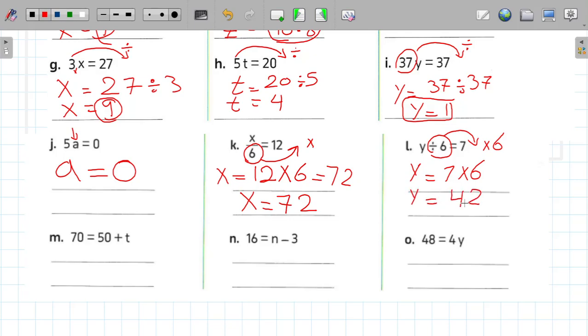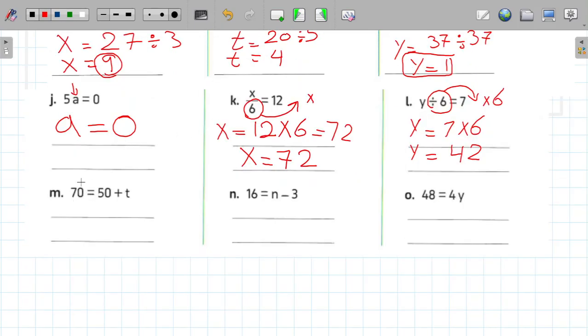So the value of y is 42. Next I have 70 equals 50 plus t. So I will send 50 to the other side with the inverse operation. So 50 here is added to t, so the inverse operation will be subtraction. So t equals 70 minus 50. 70 minus 50 equals 20. So the value of t is 20.